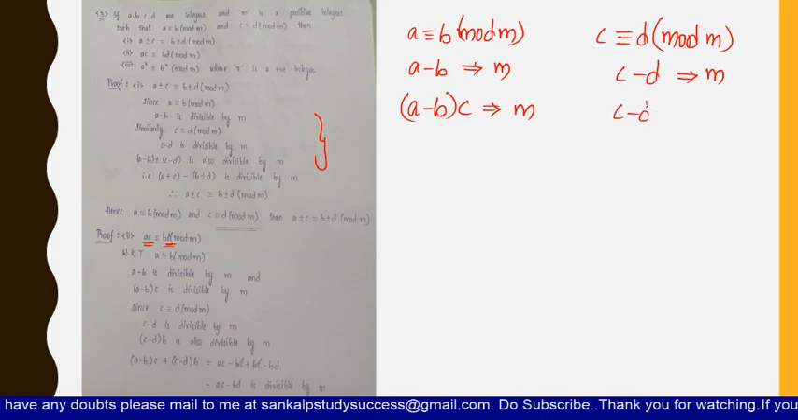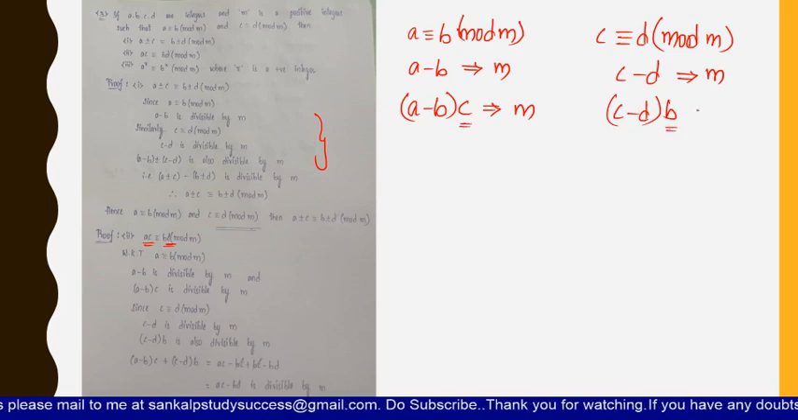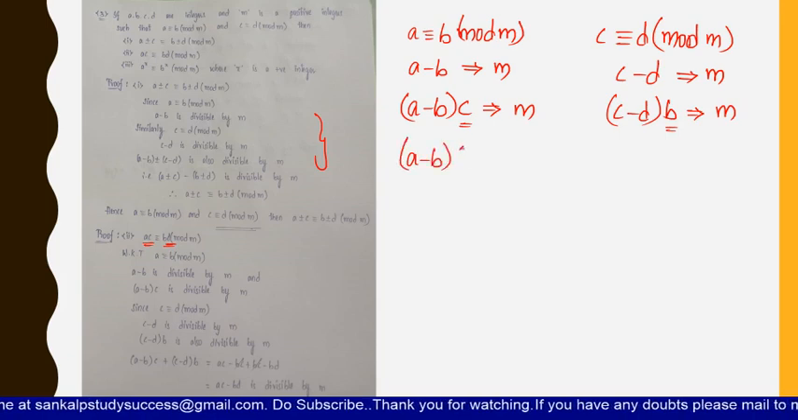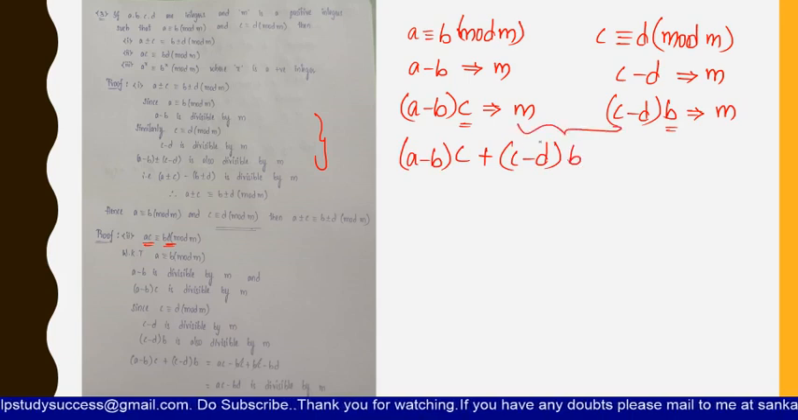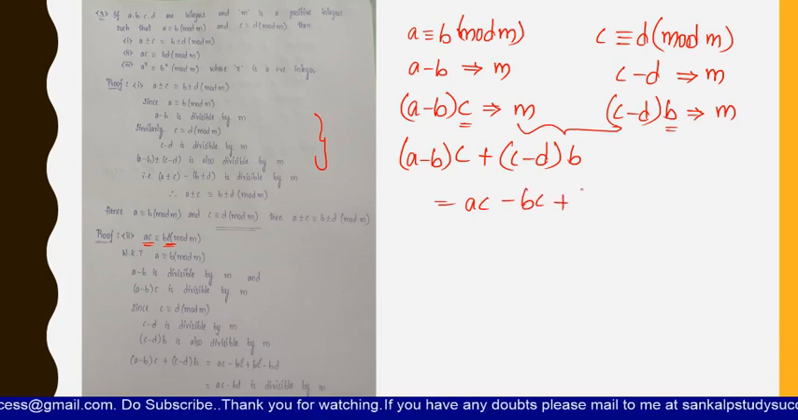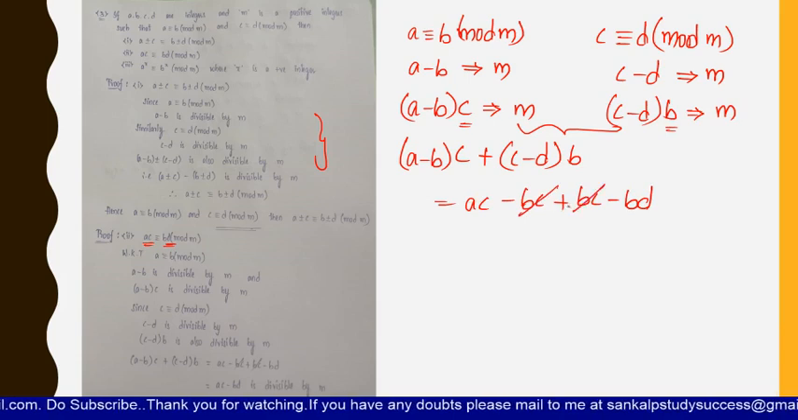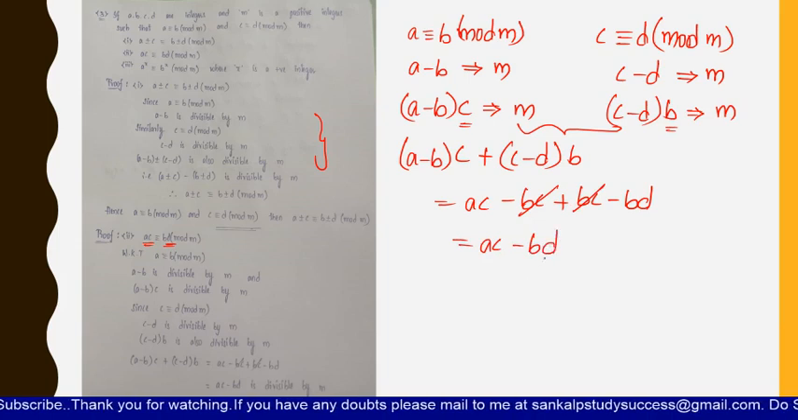Here c minus d, we will just multiply b here, where c is nothing but any integer. Here b is nothing but any integer. So if you multiply any integer, it will again be divisible by m. So now a minus b times c plus c minus d times b. If you combine these two equations, then what does it give you? ac minus bc plus bc minus bd, right? Now, if you cancel plus bc and minus bc, then you will get ac minus bd. You are left with this, right?